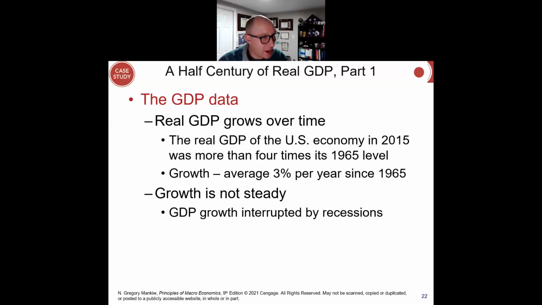Growth is not always steady. It goes up and it goes down. What happens when growth goes down? We call that a recession. Okay.